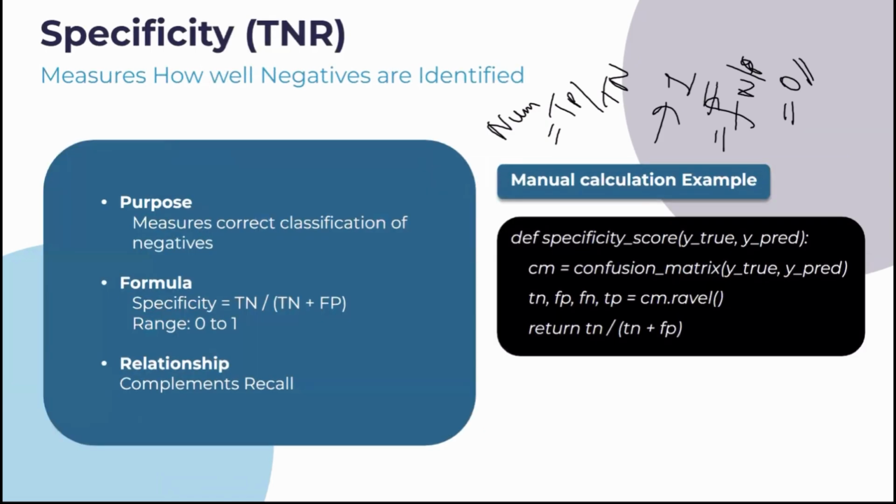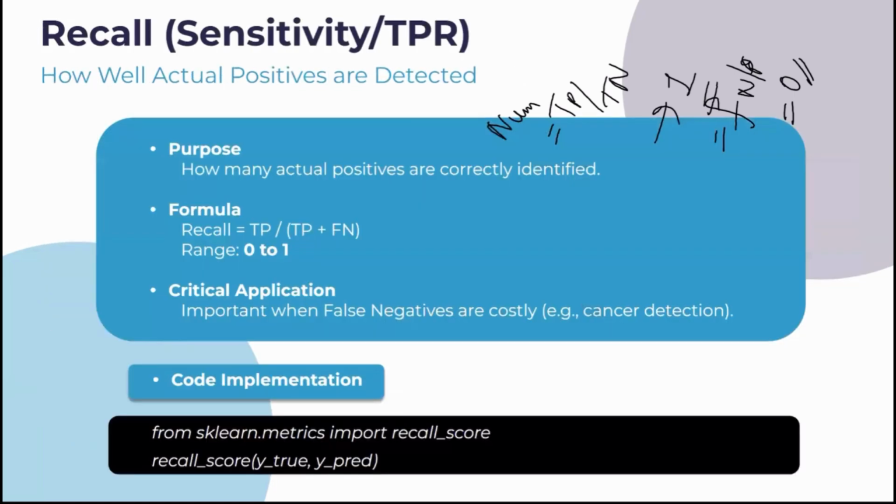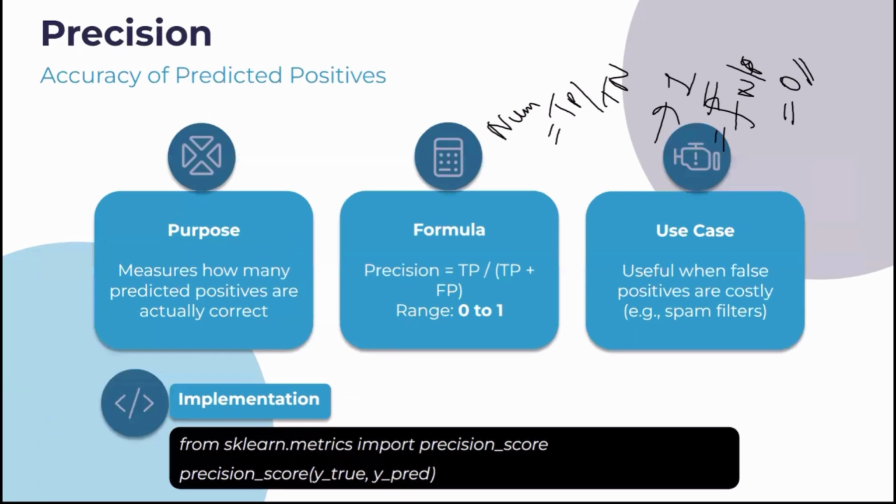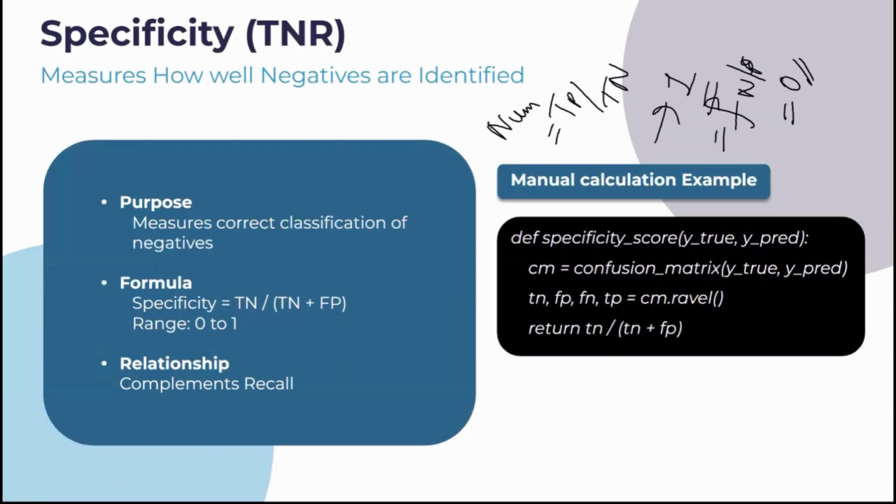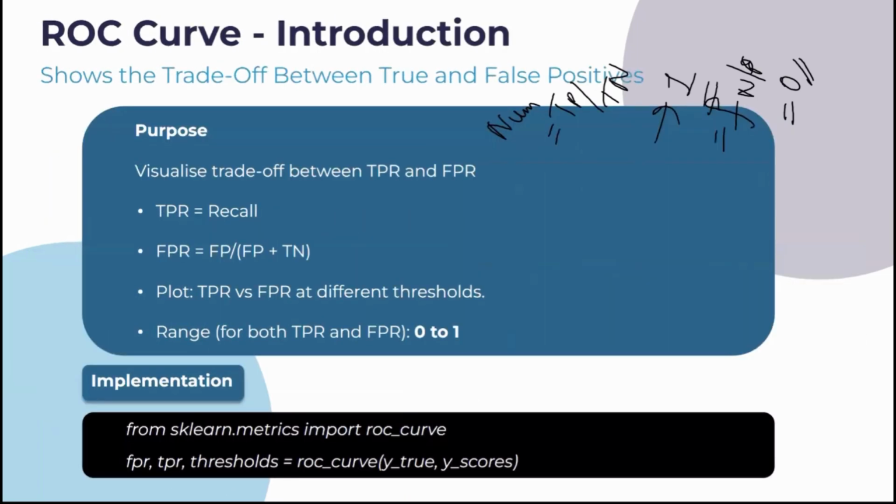Likewise, there is specificity. Specificity is true negative divided by true negative plus false positive. Though we are concerned about negative cases, they are true cases, right? Still, we should have maximum values. That's it. So here my concern is true negative cases, and in both of these others my concern is true positive cases.